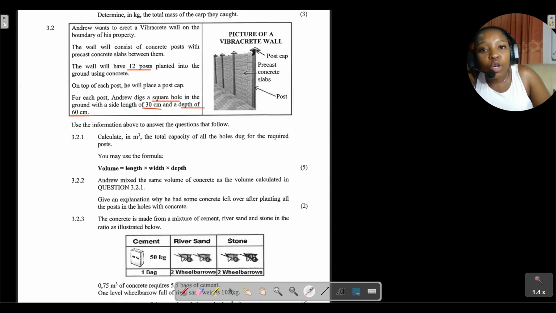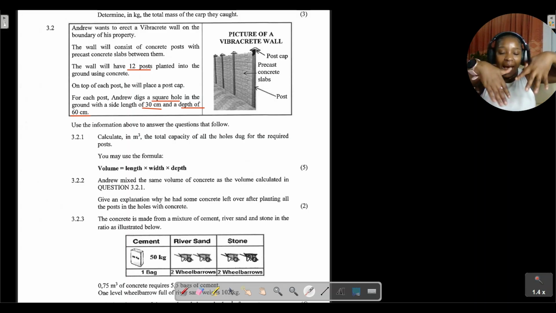And when they talk about the concrete slabs, they are talking about this there, what you slide into these posts. Okay, it's very important that we understand that. Right, question 3.2.1. Calculate in meters cubed the total capacity of all the holes dug for the required posts. So remember, we are told that Andrew wants to dig square holes into the ground. So we want to calculate what is the volume, how much can all of these holes hold.